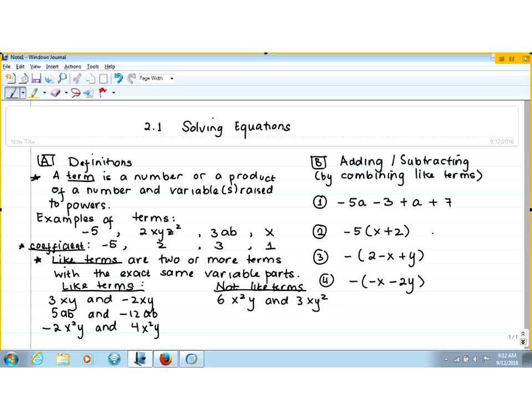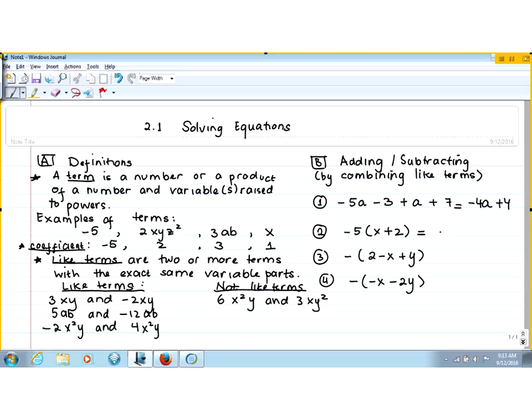So for number one, do we have like terms? Yeah. Which one? The a and the a? What is negative 5a plus a? Negative 4a, right? What is negative 3 plus 7? Plus 4. So negative 4a plus 4. Good. Can we do anything else? No, not really. They're not like terms.